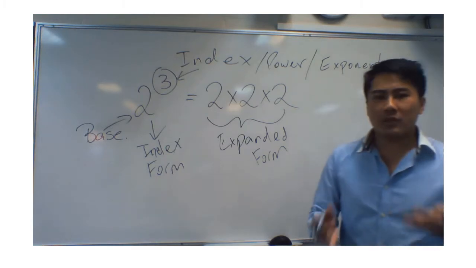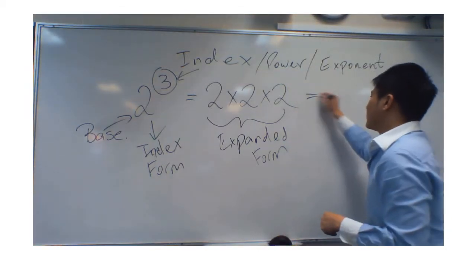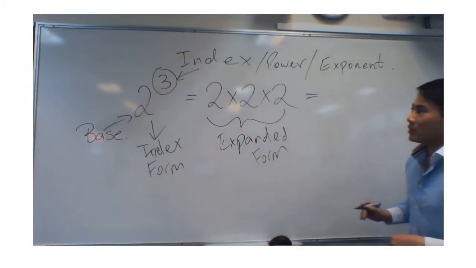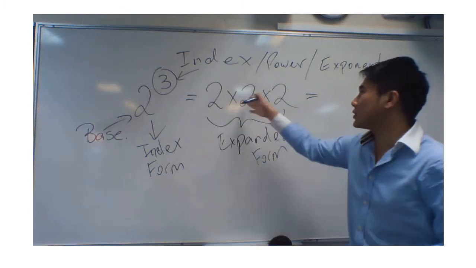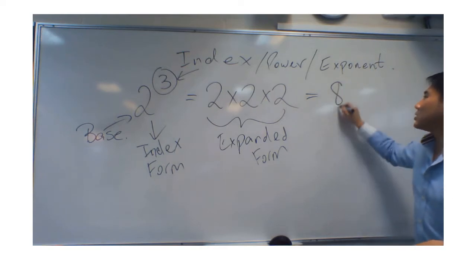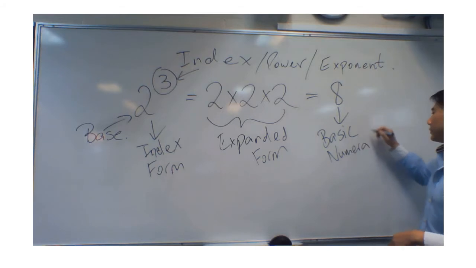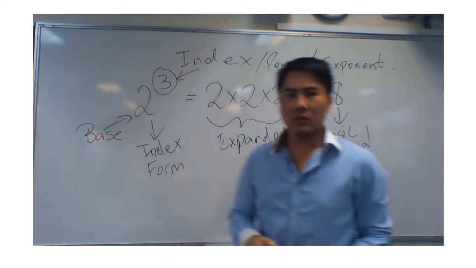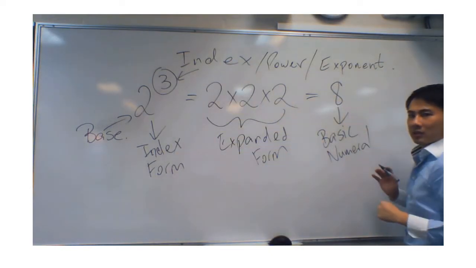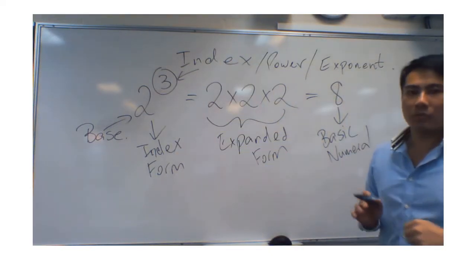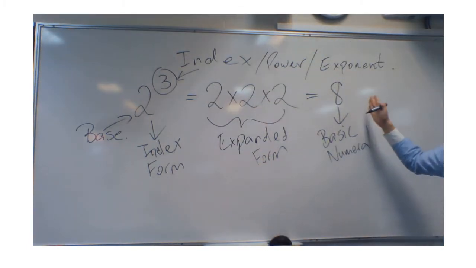And also, you would have seen a question asking you for the basic numeral. What does that mean? Well, what it's asking is, what's 2 times 2 times 2? 2 times 2 is 4, 4 times 2 is 8. So this is what we call the basic numeral. Alright? So if you are going to express this whole thing with a number, that's what the basic numeral means. These 3 mean exactly the same thing.